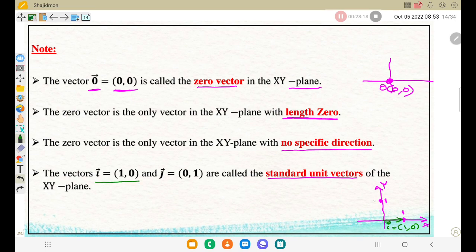Now on the y-axis, when we take the point 1, that point is x 0, y 1, correct? That vector starts from the origin, and we call it vector j. Vector j equals (0, 1). These are the standard unit vectors in the xy plane: two vectors, i and j. You can just note the standard unit vectors in the xy plane: vector i is (1, 0), vector j is (0, 1). Hope you understood.